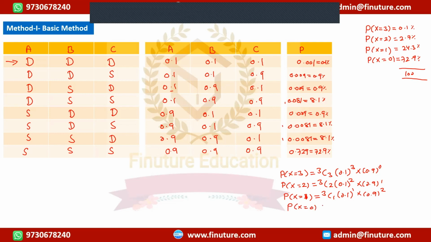Probability of no defaults. So 3C0, 0.1 to the power 0 because no defaults, all surviving, 0.9 to the power 3. You should ideally get 72.9. So these are the two methods. This was just a demonstration of binomial distribution. This has nothing to do with your calculation.